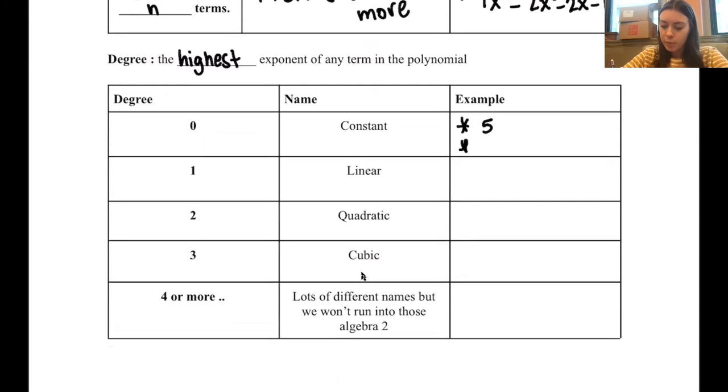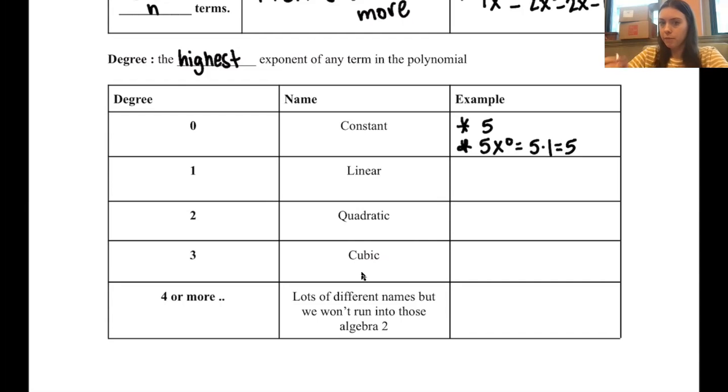And the reason that is because 5, if I wrote it as 5x to the 0 power, well, we learned last unit that x to the 0 power is equal to 1. And so that highest exponent is 0, but because it's equal to 1, you would do 5 times 1, and that equals 5. And so we're not going to spend our time writing x to the 0 over and over and over again, because that just would be a waste of time if x to the 0 equals 1.